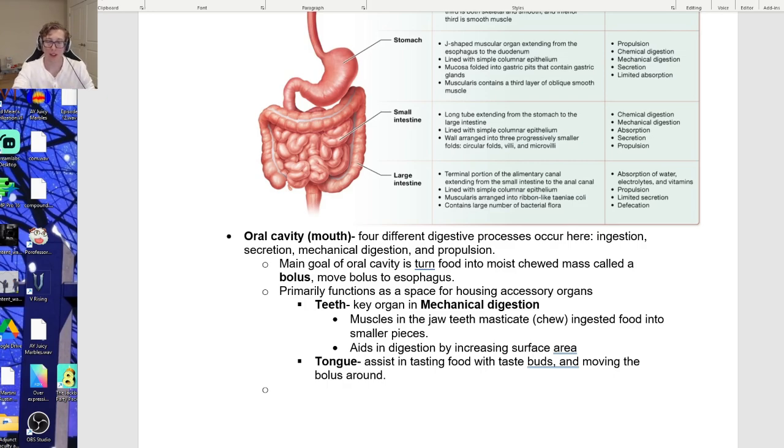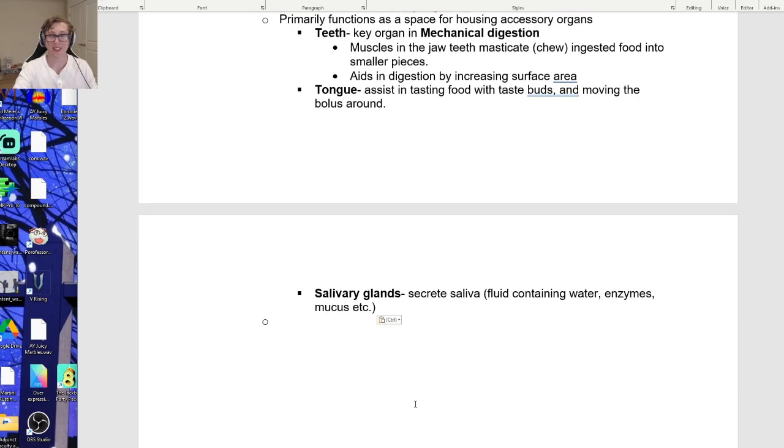Now, I know that I said that I wasn't going to be talking about accessory organs. However, I think in the mouth it's kind of unavoidable, because the oral cavity really doesn't do much apart from housing all of these accessory organs and assisting in moving the bolus through. So the next one is salivary glands. They secrete saliva. It's a fluid containing water, enzymes, and mucus. Now, the first and kind of gross and obvious thing about it is it moistens the food.